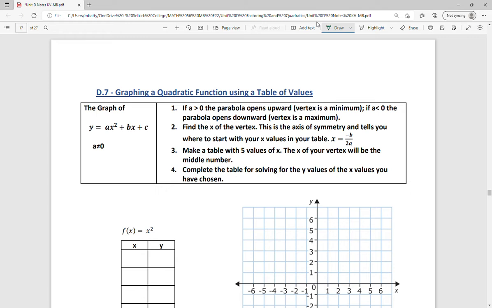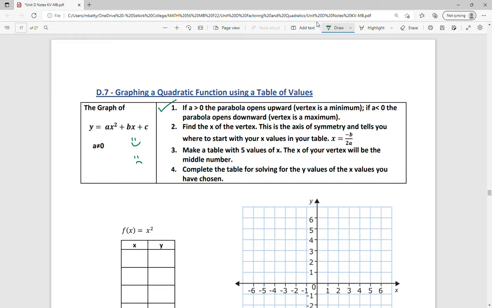We're going to take a look at our equation. We're going to ascertain, we're going to figure out if it opens up or down. And so is it happy or is it sad? Is it a minimum or is it a maximum, right? And so that's the first thing that we're going to do.